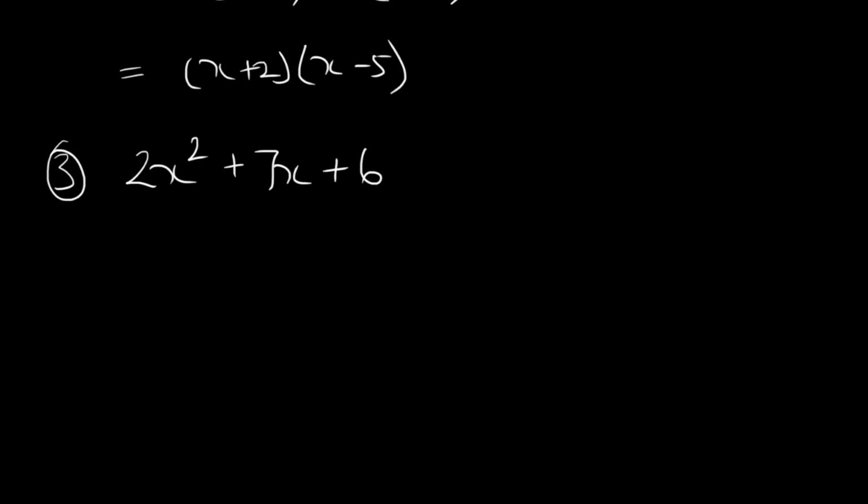Now we're going to try to apply the same sort of methodology. So what I'm going to do is multiply my coefficient of the x squared term, in this case it's 2, with my constant term. So 2 times 6 is 12. Now I have to use the factors of 12 to somehow make 7. And I can easily see that if I have 3 and 4, which are factors of 12, I can add them to give me 7.